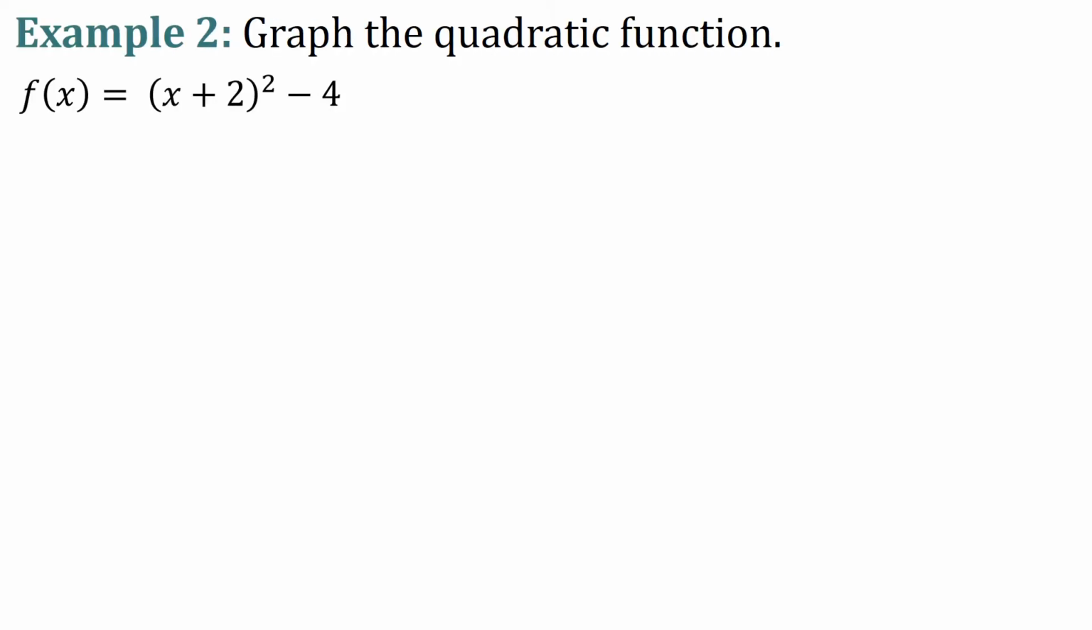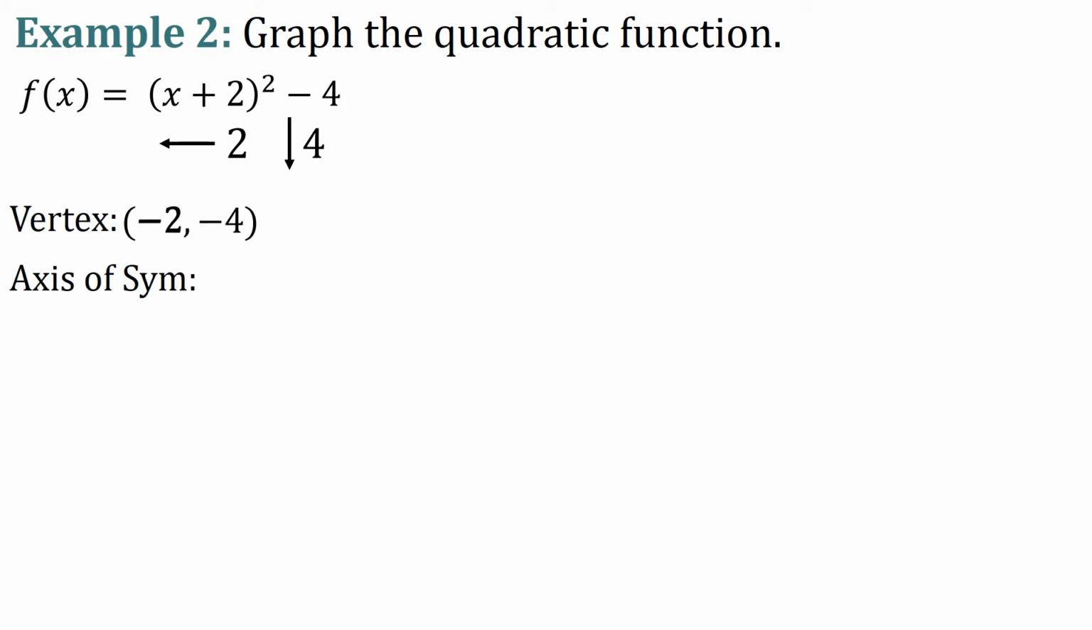On this example, we're actually going to graph the quadratic function, but we still have to include those steps that we just looked at. So +2 on the inside means we're moving left 2. -4 on the outside means we're moving down 4. So we know our vertex is (-2, -4). Therefore, our axis of symmetry is x = -2 because that's the x part of our vertex. Now we understand that there is a 1 in the front, which means that we're going to open up.